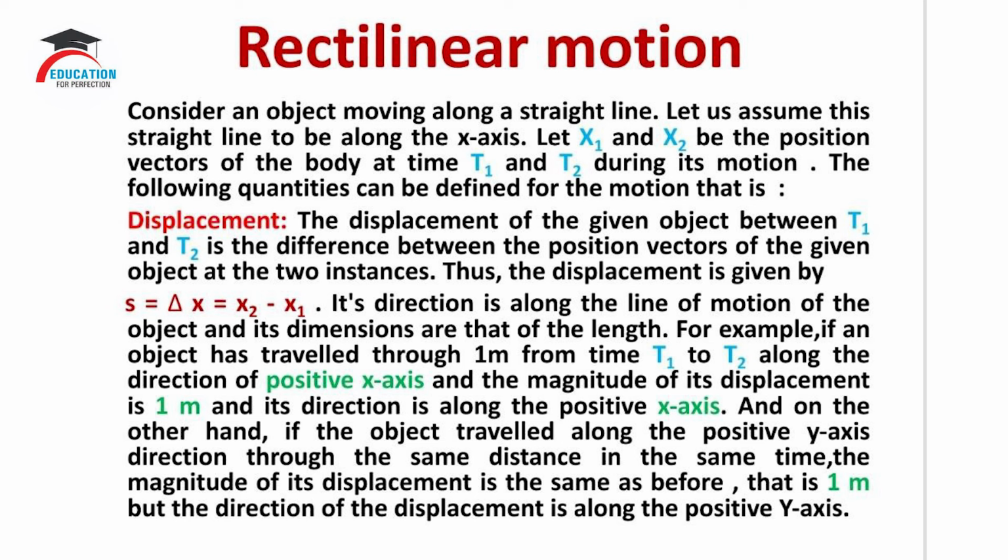And on the other hand, if the object traveled along the positive y-axis direction through the same distance in the same time, the magnitude of its displacement is the same as before, that is 1 meter, but the direction of the displacement is along the positive y-axis. So, friends, this was about rectilinear motion.